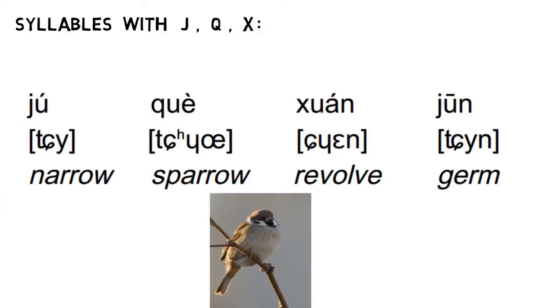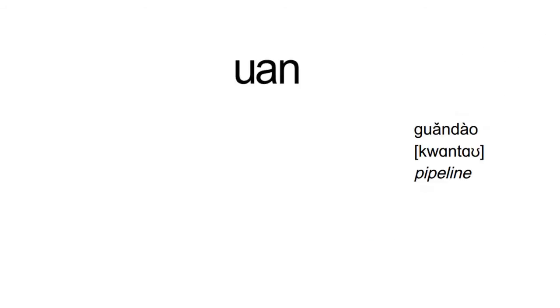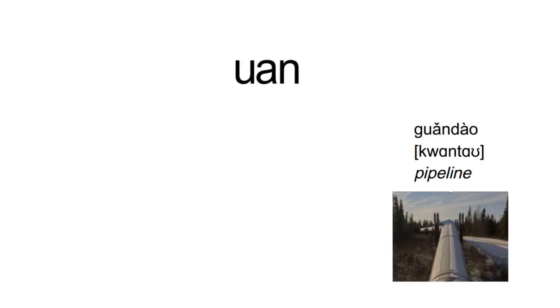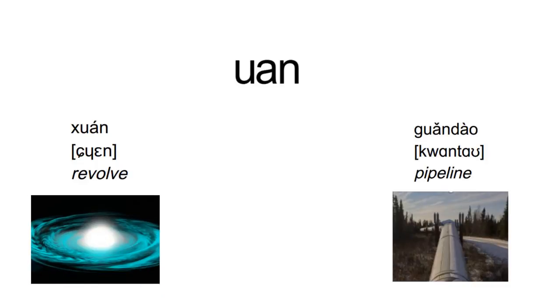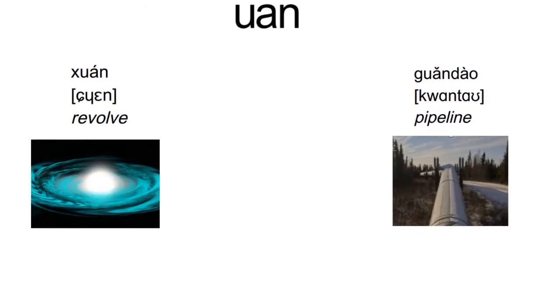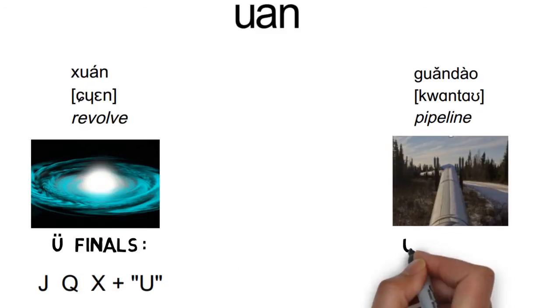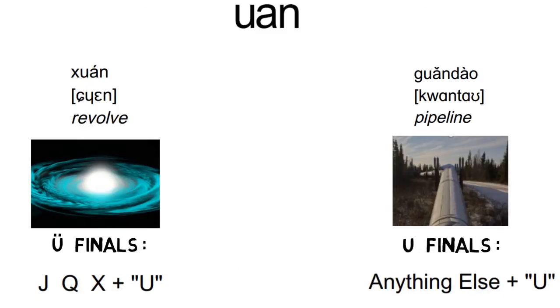But this seems like it should cause some problems. If you run into a final like UAN, how do you know when to pronounce it as wan? And how do you know when to pronounce it as yuan? The simple answer is to just pay attention to the initial consonants. If you're looking at a J, a Q, or an X followed by a U, then you're looking at one of the 4 U finals. If you're looking at some other consonant followed by a U, then it's a plain old U.